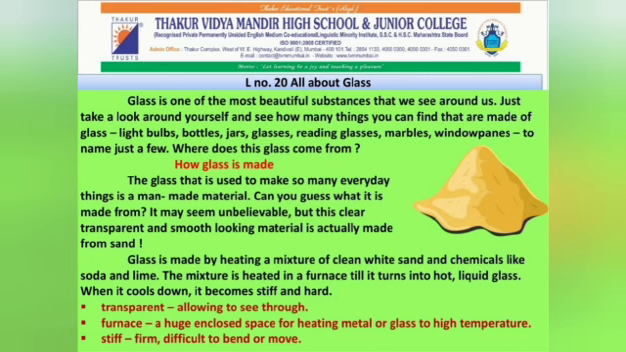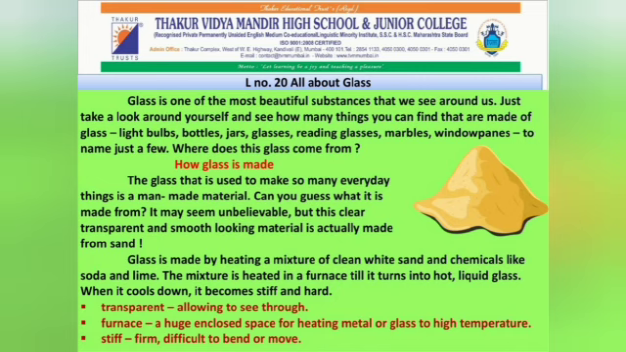How glass is made. The glass that is used to make so many everyday things is a man-made material. Can you guess what it is made from? It may seem unbelievable, but this clear, transparent and smooth-looking material is actually made from sand. Glass is made by heating a mixture of clean white sand and chemicals like soda and lime. The mixture is heated in a furnace till it turns into hot liquid glass. When it cools down, it becomes stiff and hard.